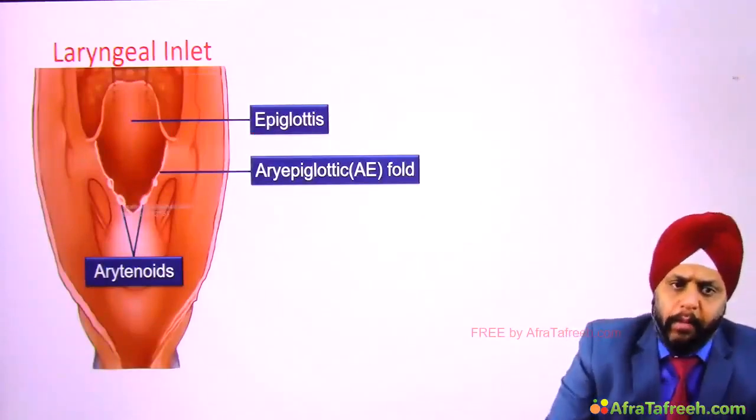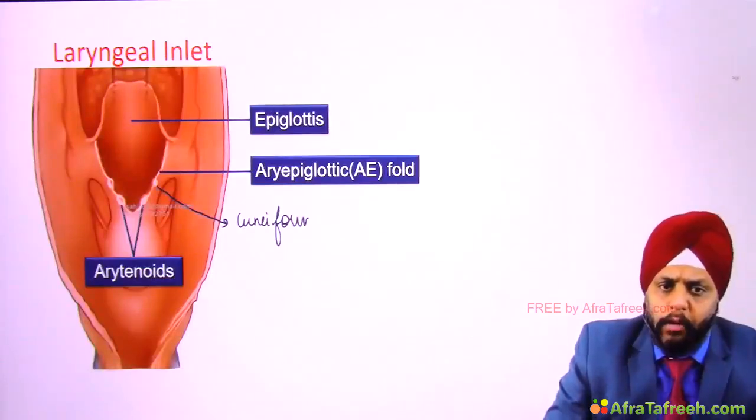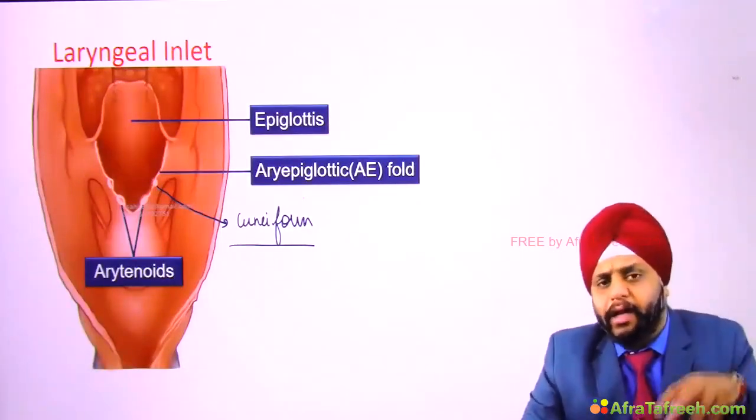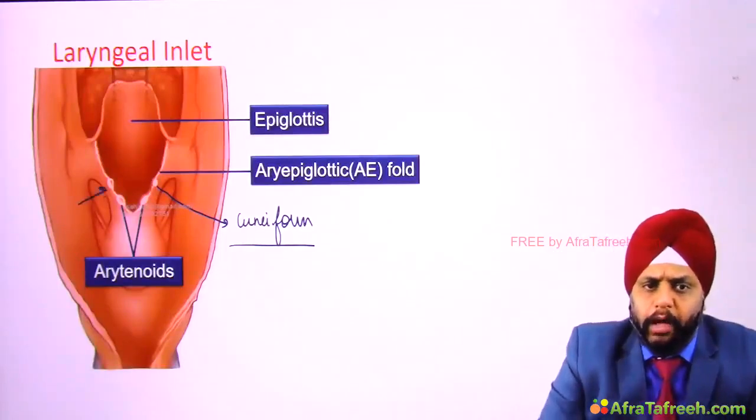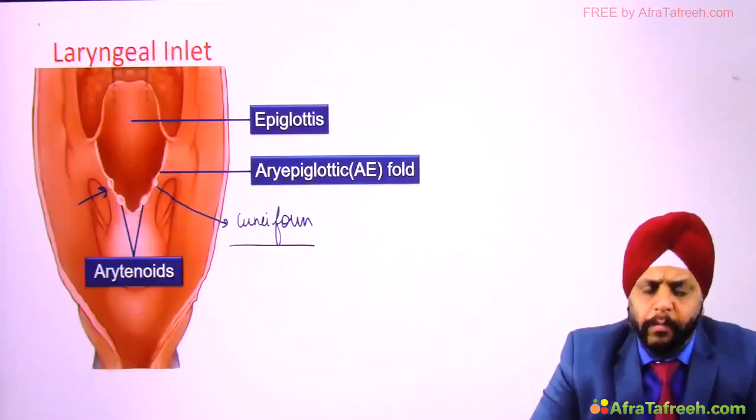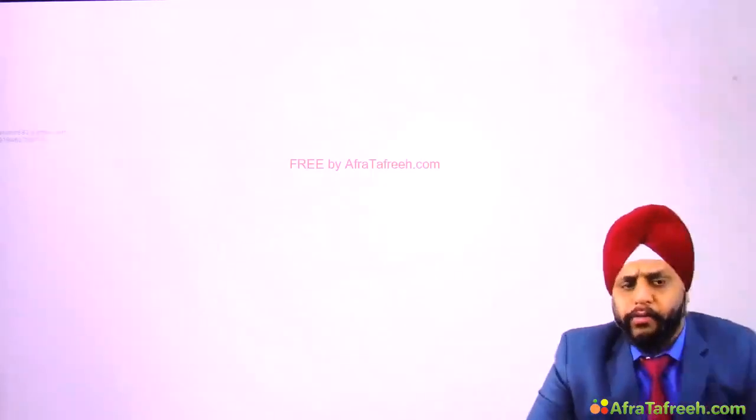Now remember, I told you that there are cuneiform cartilages. You can see the bulge in the AE fold. The cuneiform cartilages lie in the aryepiglottic fold. These are the cuneiform cartilages that we are highlighting here for you to understand. So that is the laryngeal inlet, and the air goes inside the larynx.